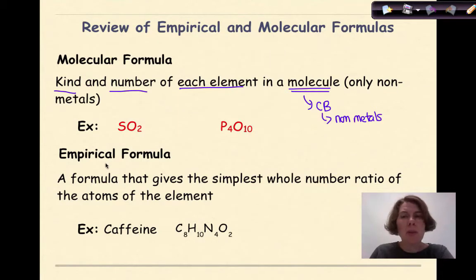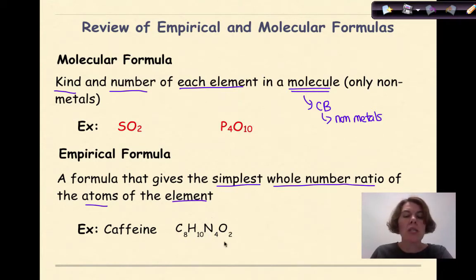An empirical formula is different than a molecular formula. An empirical formula is a formula that gives the simplest whole number ratio of the atoms of the elements. So for example, here we have caffeine. The molecular formula of caffeine is C8H10N4O2. To figure out the empirical formula for this, we have to look at all the numbers and figure out what number will divide into all of these numbers equally.